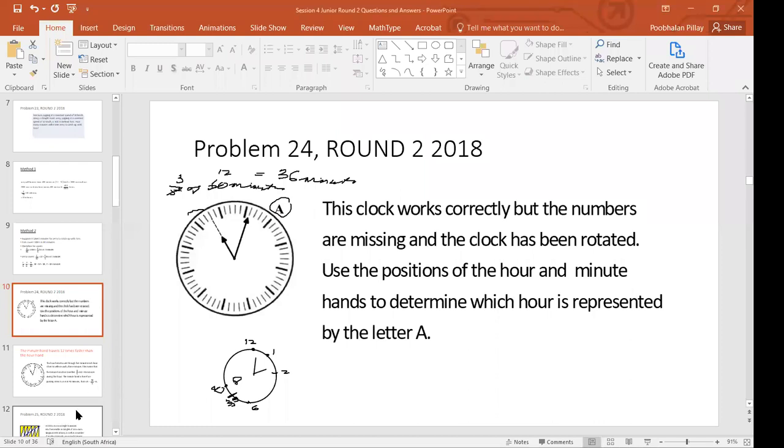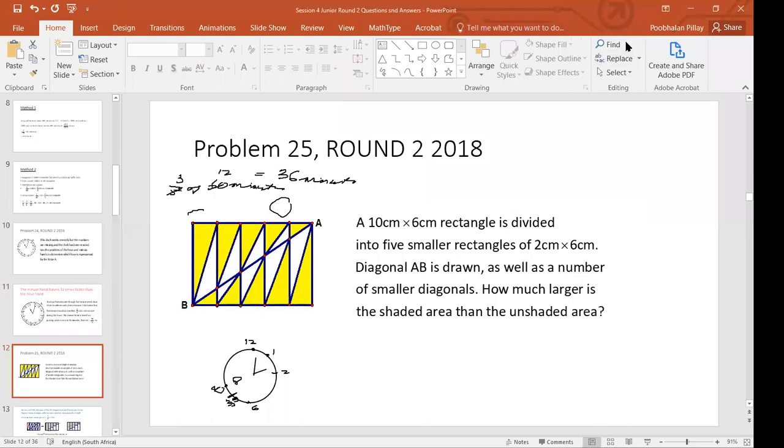Right, so we now go on to the next problem, number 25, which is the last problem of the 2018 round 2 paper. We've done 2020, we've done 2019, and we are now finishing 2018, which is very satisfying.